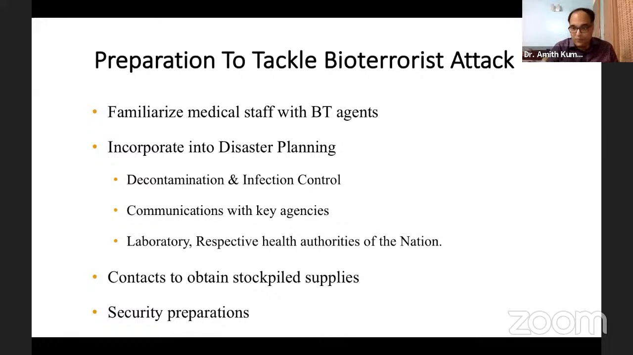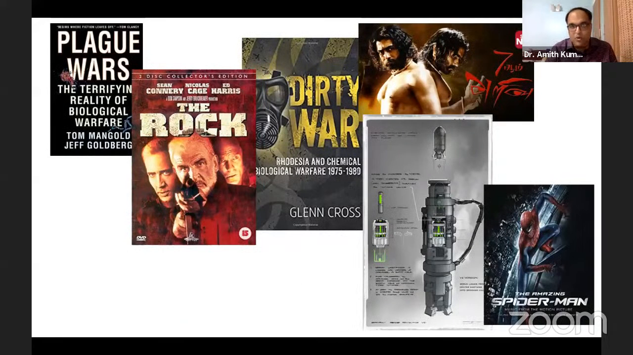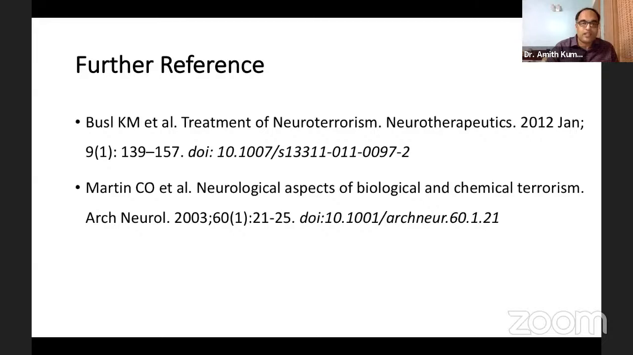As we all know, we have a lot of movies where bioterrorism has been portrayed, right or wrong. Then there are other beautiful books too, such as The Plague Wars and The Dirty War, which are two of my favorites, which depict how serious and how relevant bioterrorism is. For future reference, I suggest these two articles. These articles cover the neuroterrorism side, the bioterrorism side of neurology, very well. And the chapter in Harrison about bioterrorism is also beautifully written. Thank you. Thank you very much.